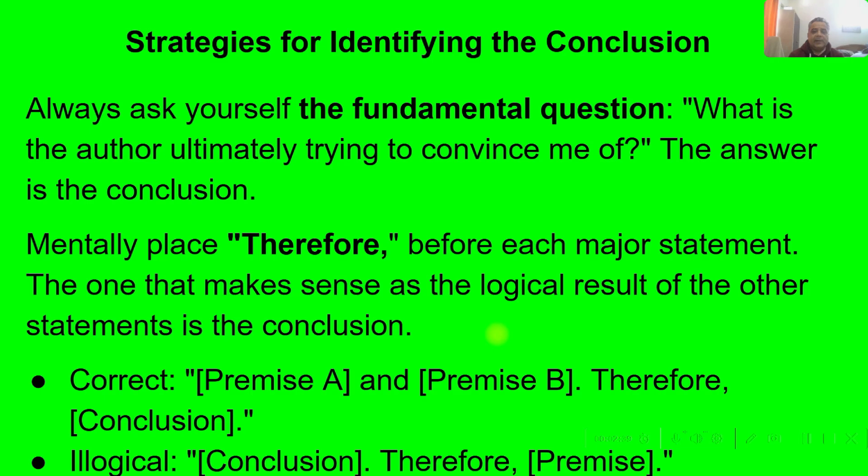So what is correct is premise A plus premise B, therefore conclusion. What is wrong is conclusion first and therefore premise. So this is the illogical sequence.